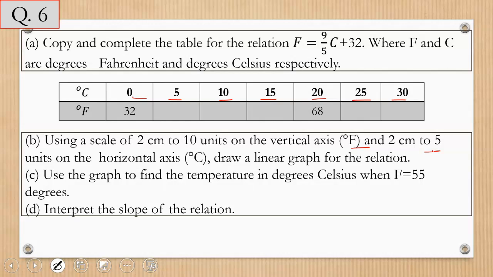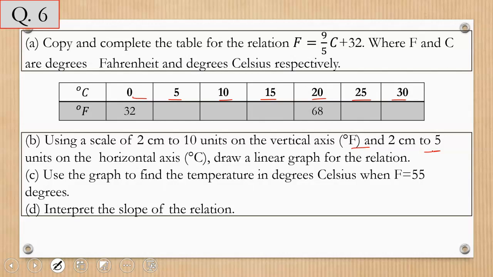And we are to use our graph to find the temperature in degrees Celsius when Fahrenheit is 55 degrees. Then again, we have to interpret the slope of the relation. So this is the question that we have here. And so what we have to do first is to complete the table.